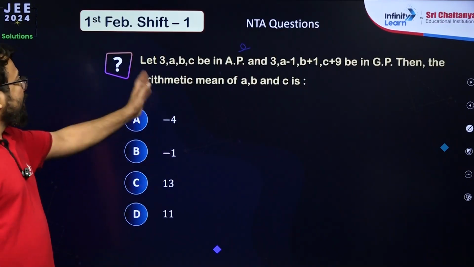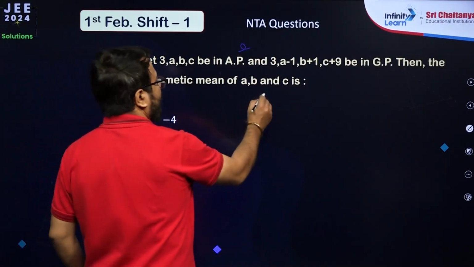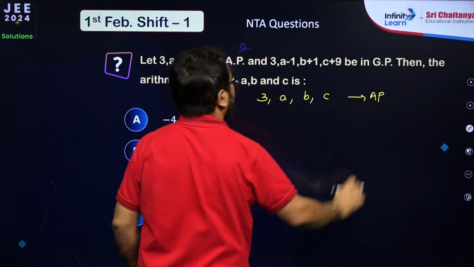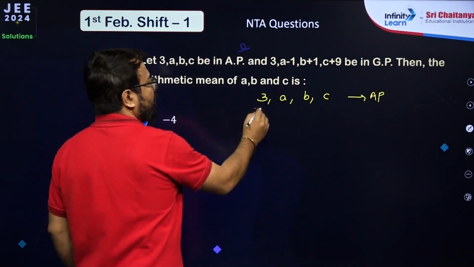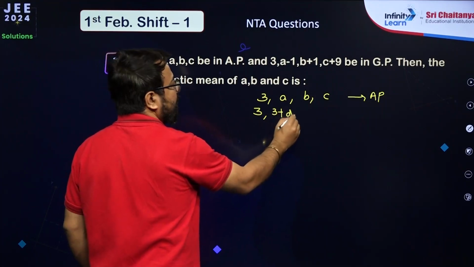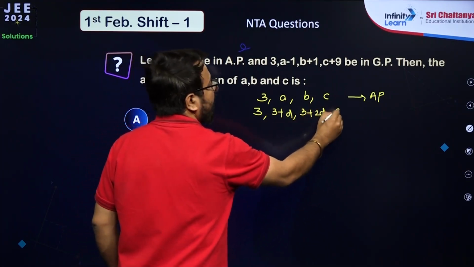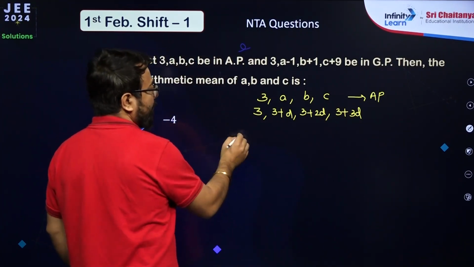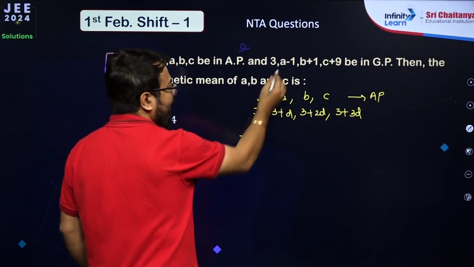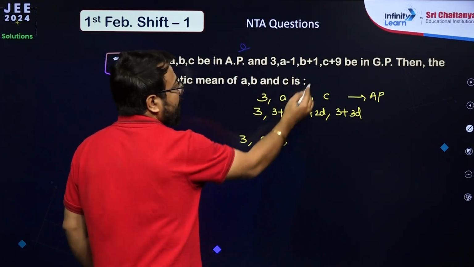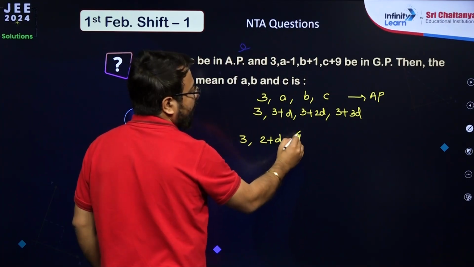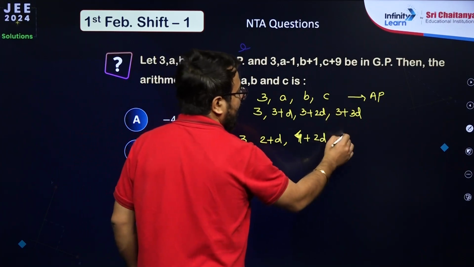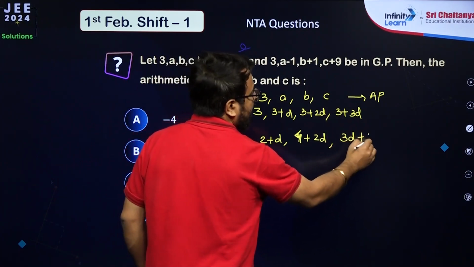Quite an easy question. 3, a, b, c are in arithmetic progression. These are the numbers in AP. So if I assume 3, then this will become 3 plus d, then 3 plus 2d, then 3 plus 3d. Next, 3a minus 1, so if I write a minus 1, that will become 2 plus d. Then b plus 1, that will become 4 plus 2d. Then c plus 9, so that will become 3d plus 12.